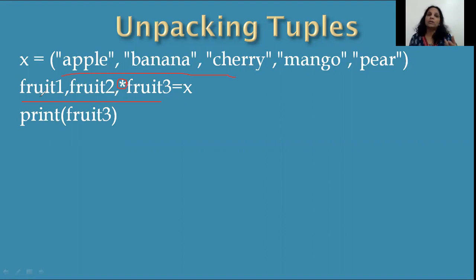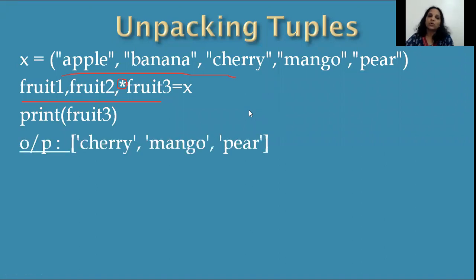So fruit 1's data type is going to be a string because it's just apple. Fruit 2's data type is going to be a string because it's banana, but fruit 3's data type is going to be a list because it has a list of strings, which is cherry, mango, and pear. Okay, so this is what you will see as your output.